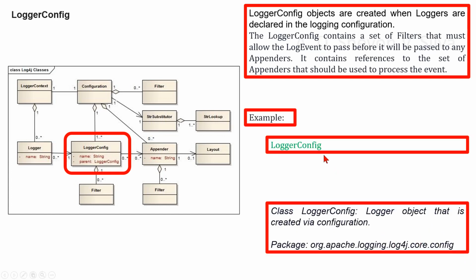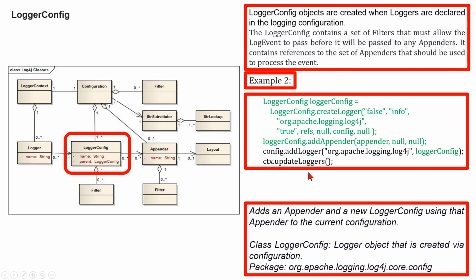As an example, we can consider class LoggerConfig, a logger object that is created via configuration. This is in the org.apache.logging.log4j.core.config package. Here you can see it adds an appender and a new logger configuration using that appender to the current configuration. Here LoggerConfig, logger objects that are created via configuration.